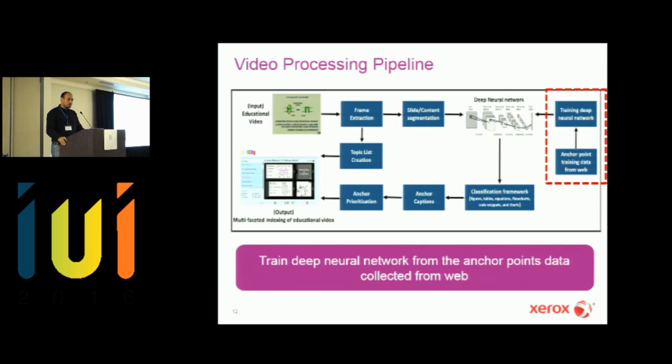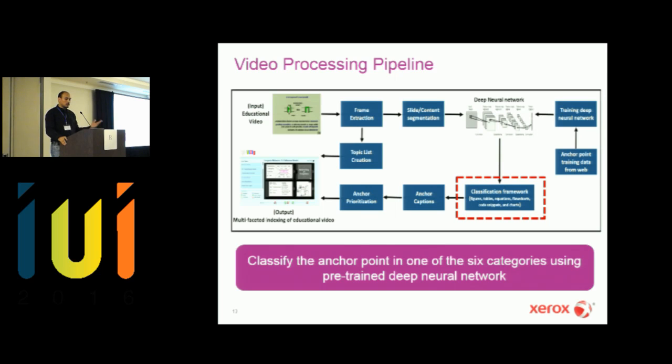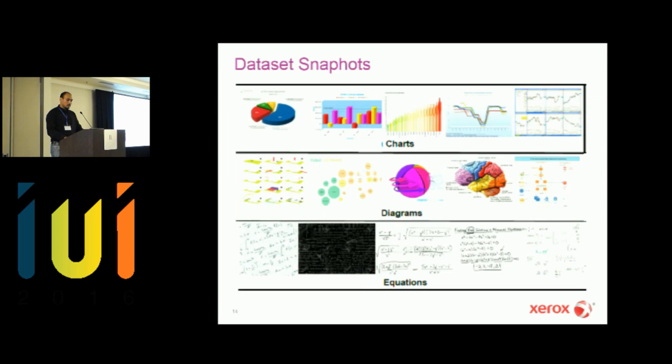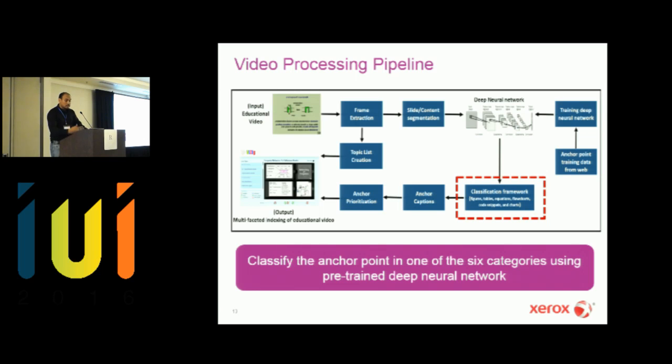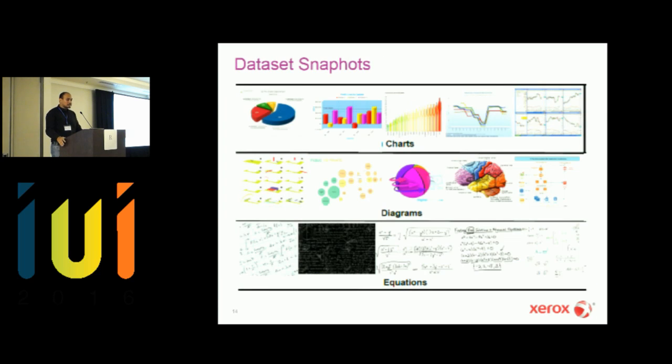We get a lot of training data to train our deep neural network model, which, once we classify that there's a visual element in the slide, we pass it through our classification engine to tell which anchor point category it belongs to. That gives us the classification of those anchor points, and those anchor points' location as well as the classification can be used for video navigation.